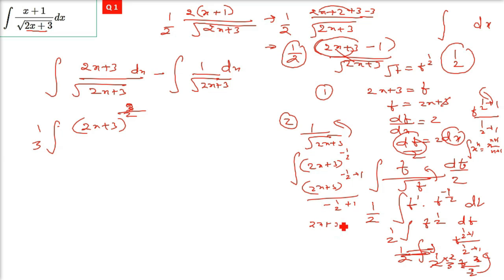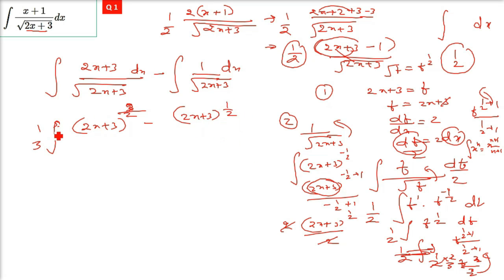So 2x plus 3, this 1 minus half is half only. Denominator 1 minus half is half only. 2 goes up. But 2x plus 3 has to be differentiated and put in the denominator. So the same has to be done in the first part also. If I forgot, you have to do it. So 2 gets cancelled. You get (2x plus 3) to the power half.